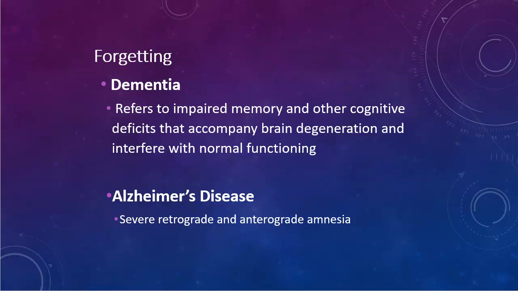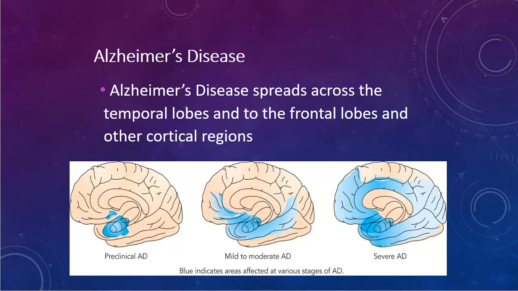So some pretty severe dementia going on. Alzheimer's disease does tend to start in the temporal lobes, but then it'll spread across the brain. So you can see preclinical. So this is perhaps someone that's been diagnosed with dementia, but not Alzheimer's. And so this area right here is actually like the hippocampus. So we see some deficits here.